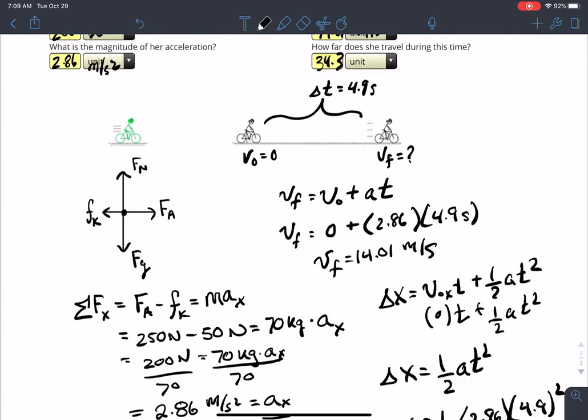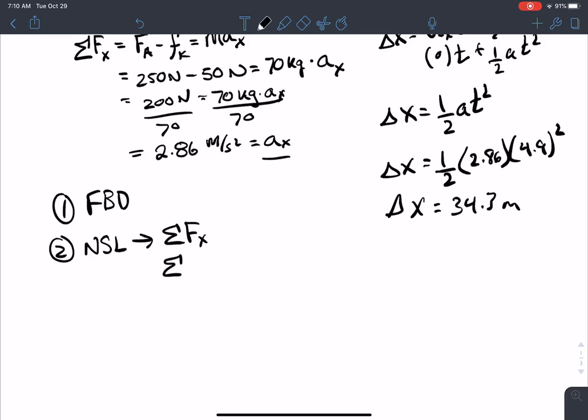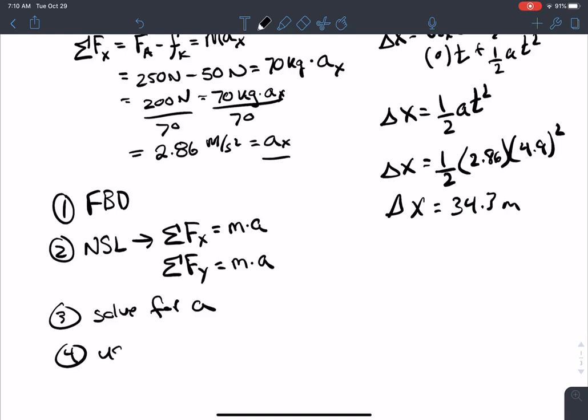So just to recap, step 1, free body diagram. Step 2, Newton's second law: sum of the forces in the x, sum of the forces in the y equals mass times acceleration. Step 3, typically solve for a. And step 4, use the kinematic equations to solve for unknowns.